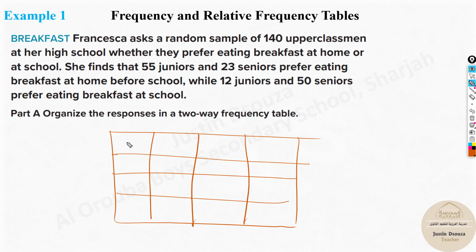Now, the first column is always blank. Over here, you can write junior, senior, or you can write eating breakfast at home or school. Let's just read which is given first. They prefer eating breakfast at home or at school. Okay. And juniors, seniors. Junior J, seniors S. I'll write SE, SC. This is school, this is seniors. And this is total T, this is also total T. Let's see how many juniors eat breakfast at home. At home, it is 55 juniors and 23 seniors. How many at school?